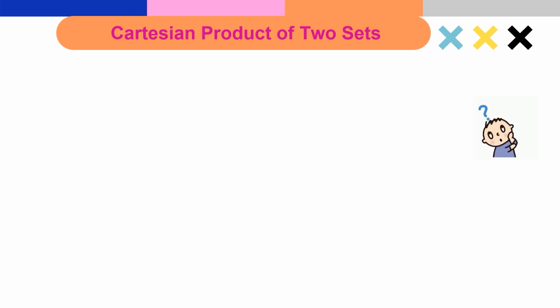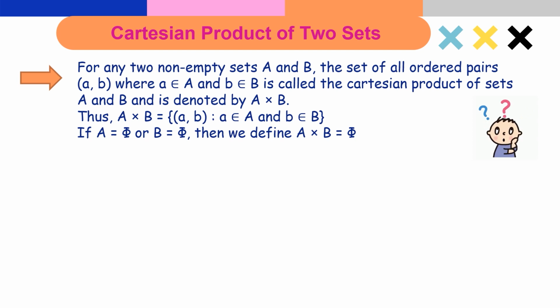So what is the Cartesian product of two sets? I'll give you the definition. If I take any two non-empty sets A and B, non-empty set means there will be some finite elements. Set A and B, the set of all ordered pairs a comma b, where a belongs to the set A and b belongs to the set B, is called the Cartesian product of the sets A and B and is denoted by A cross B.